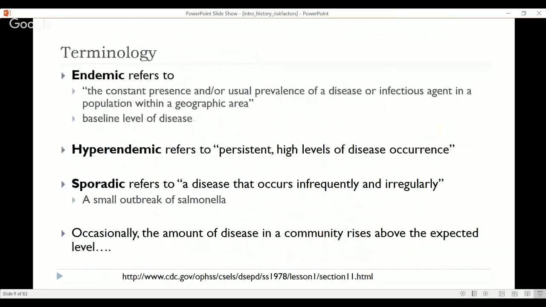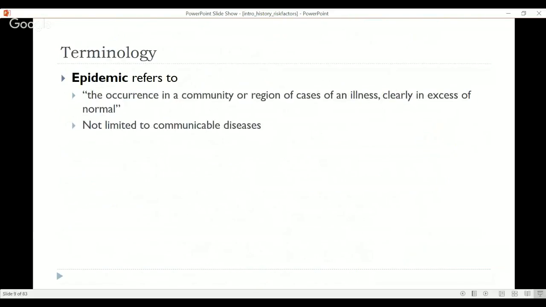Occasionally the amount of disease in a community will rise above the expected level, so above the endemic level, the baseline level of disease. When that occurs, we are starting to talk about an epidemic. An epidemic just refers to the occurrence in a community or region of illness that's in excess of normal, so in excess of the endemic level of disease.